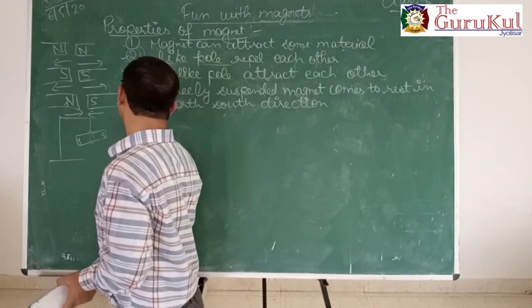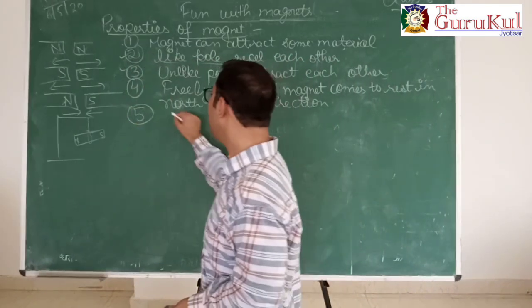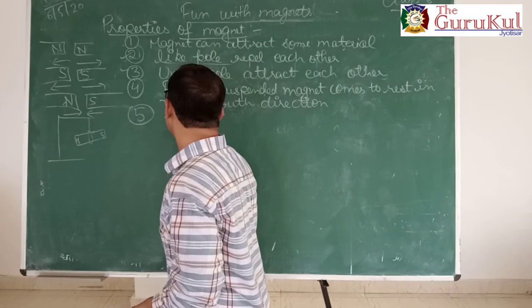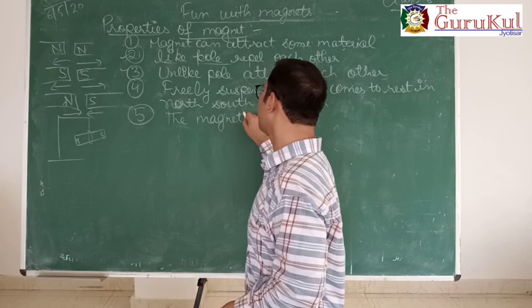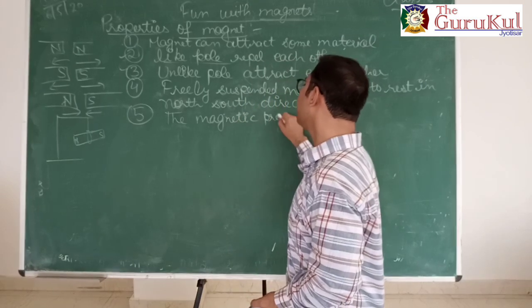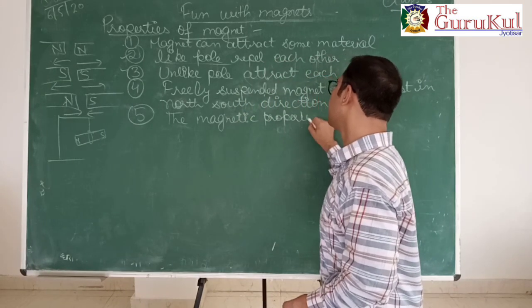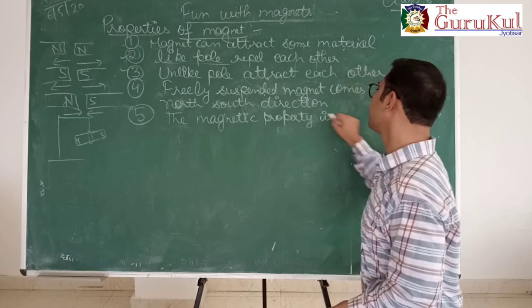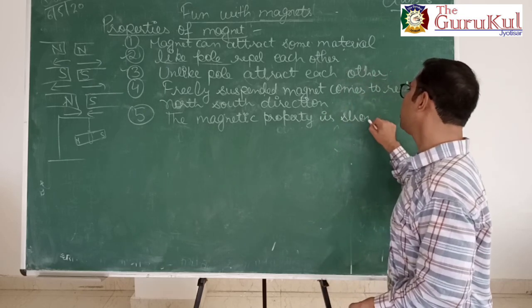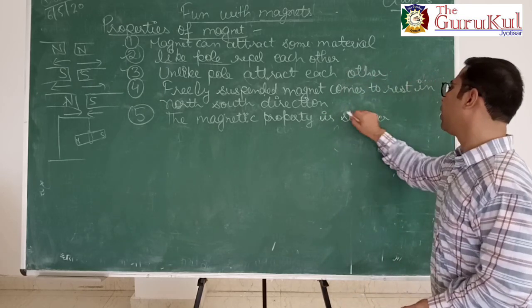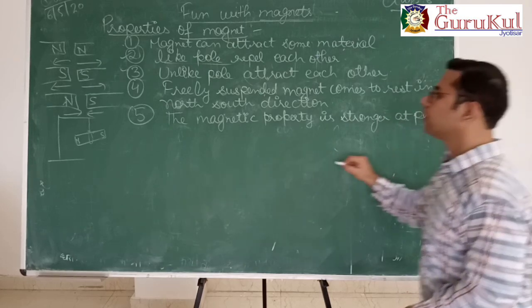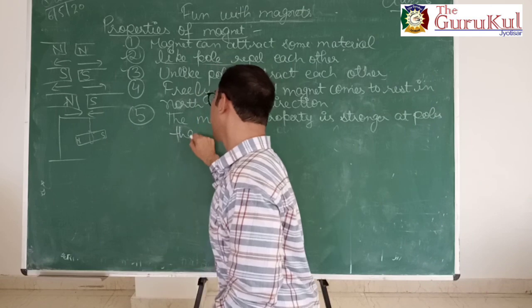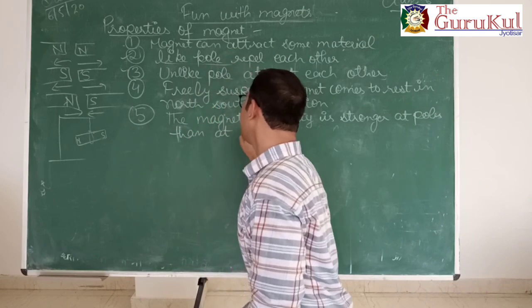And finally, the last property, the magnetic property is stronger at poles than at center.